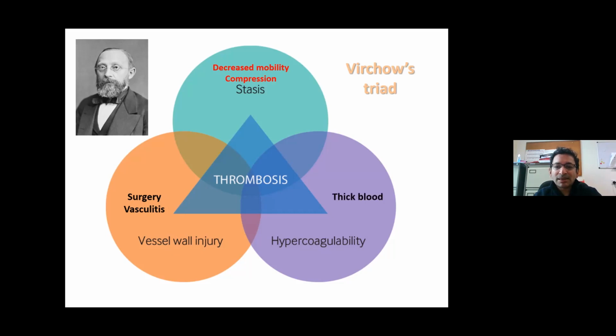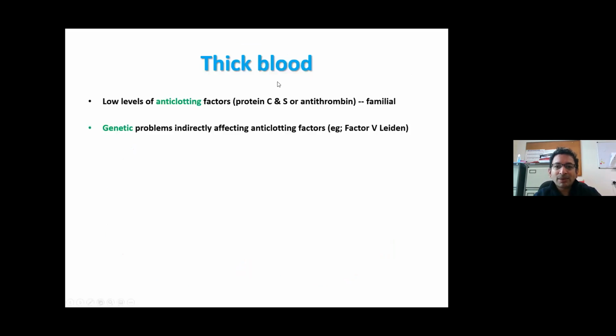And the third one is thick blood, which is hypercoagulability, which I'll come to next. Why would somebody have thick blood? I mentioned some anti-clotting factors which will stop the blood clot growing, but there are some people who, as a hereditary problem, will have low levels of anti-clotting factors. And these are the things which we look for. We can actually test for this to see if it is low or not.